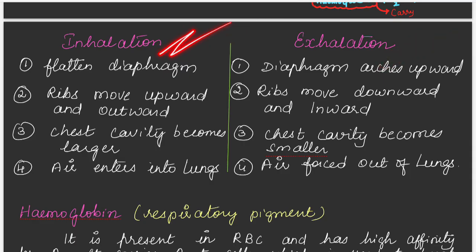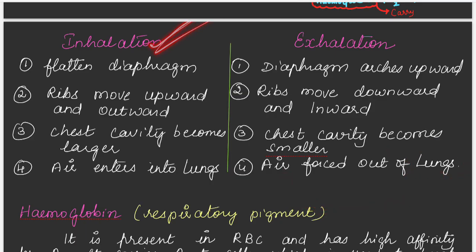So inhalation is nothing but air enters into the lungs. During inhalation you can see air, which is nothing but oxygen, entering into the lungs. And exhalation is nothing but air which is being forced out of the lung, which is nothing but carbon dioxide. So carbon dioxide will be thrown out of the lungs.